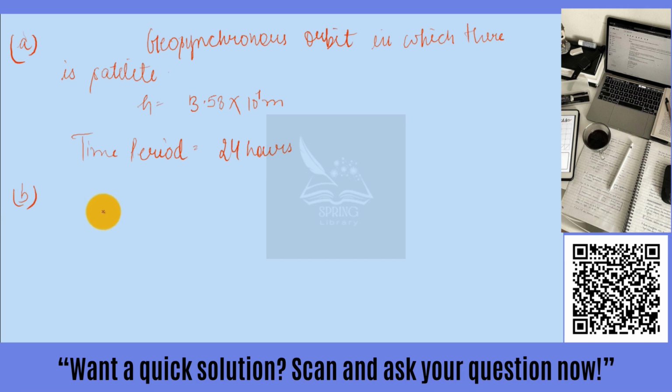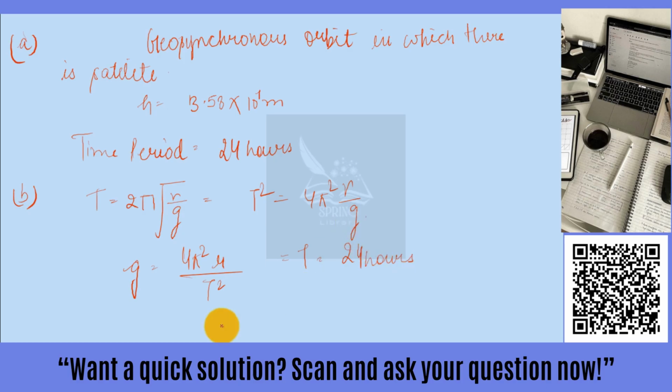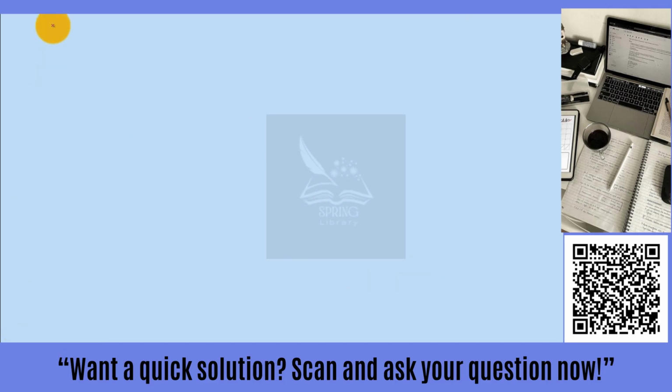Part B. To find the value of g at height h, we have the formula T = 2π√(r/g), which gives T² = 4π²r/g. Hence, g = 4π²r/T². Here we have T = 24 hours. Hence, we can put 24 × 60 × 60 = 86400 seconds.